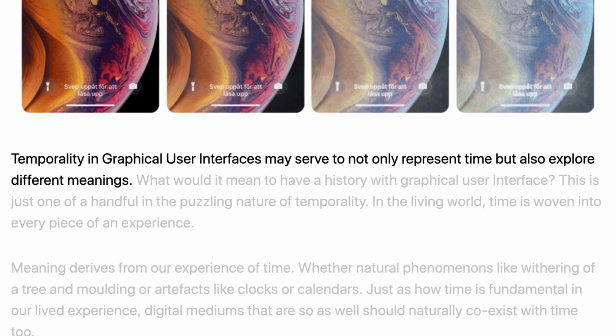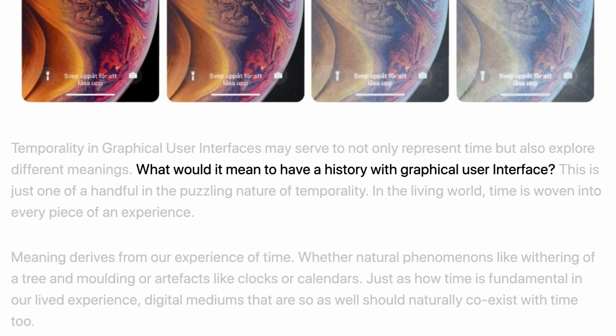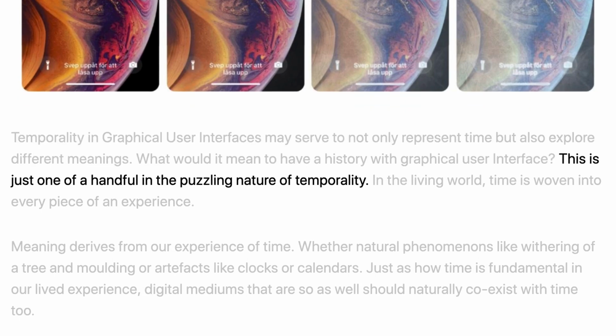Temporality and graphical user interfaces may serve to not only represent time but also explore different meanings. What would it mean to have a history with a graphical user interface? This is just one of a handful in the puzzling nature of temporality.